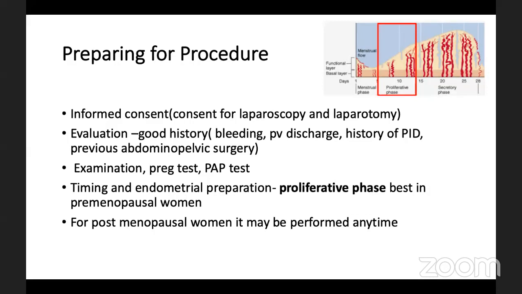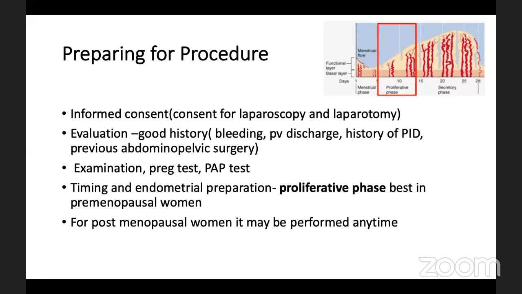So what time is best to do this procedure? The best time, if it's in a woman who is premenopausal, studies have suggested that the proliferative phase is the best time to do a diagnostic hysteroscopy.